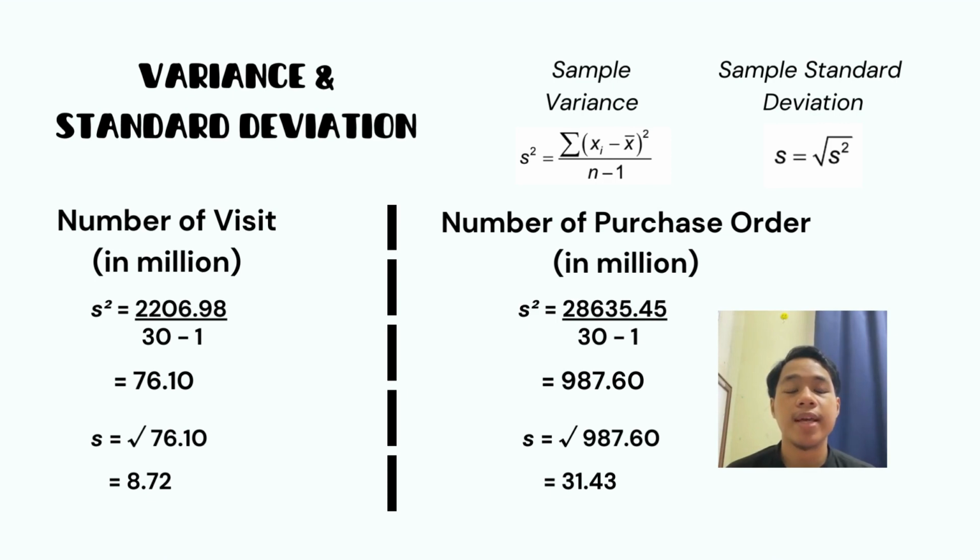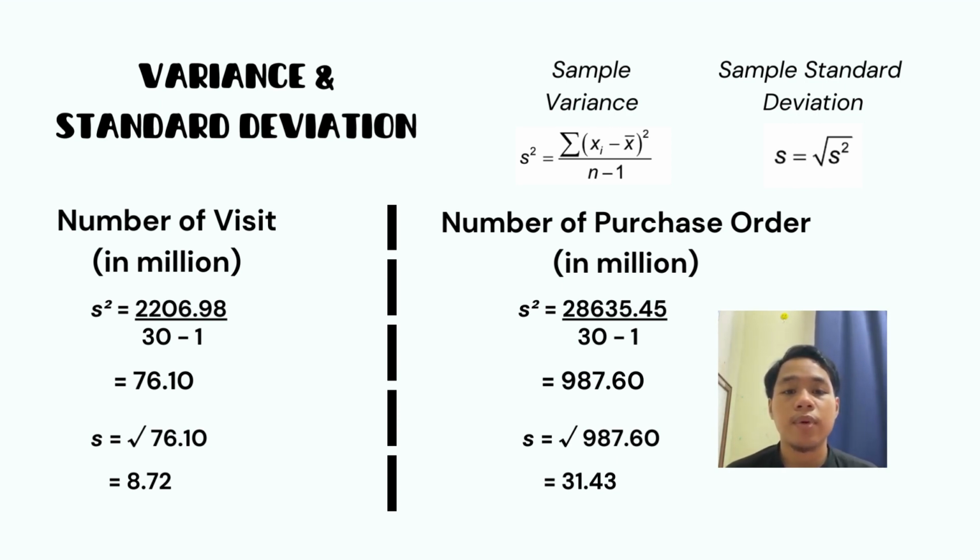Next, the variance and standard deviation. The variance for the number of visits is 2206.98 millions divided by 30 minus 1 equals 76.10 millions. And the standard deviation of the number of visits, which is the square root of the variance, is 8.72 millions.